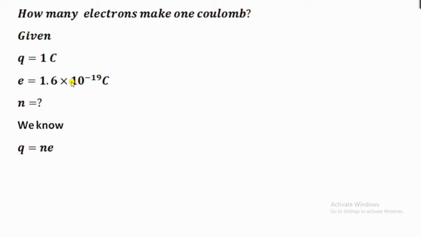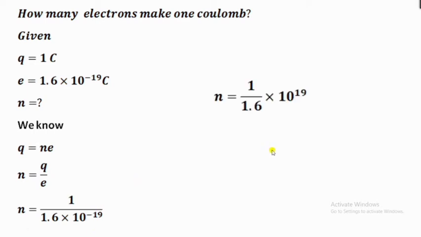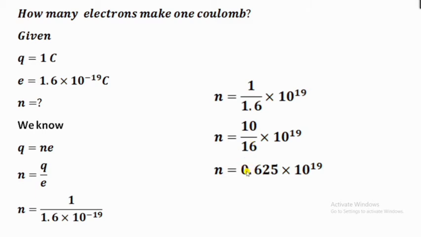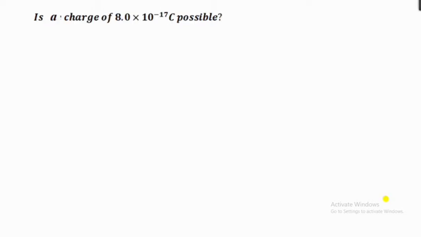Now we know from quantization of charge Q is equal to Ne, so N is equal to Q by E. Now this 19 will go up and become positive, so this will become 10 by 16 if you take this decimal point out here. Now if you divide 10 by 16, you will get 0.625 into 10 to the power 19. So I can shift this point out here, so it will become 6.25 into 10 to the power 18 electrons will make 1 coulomb. Now one more application of quantization of charge.